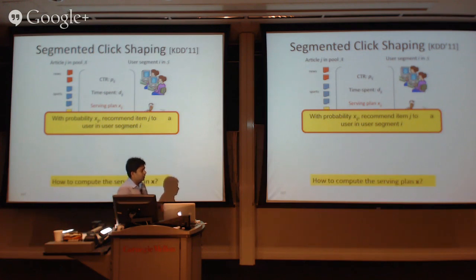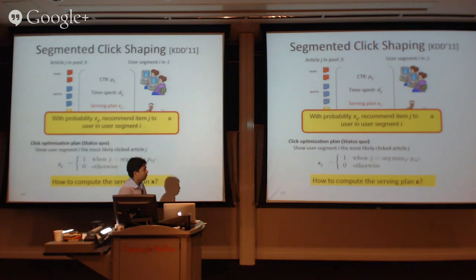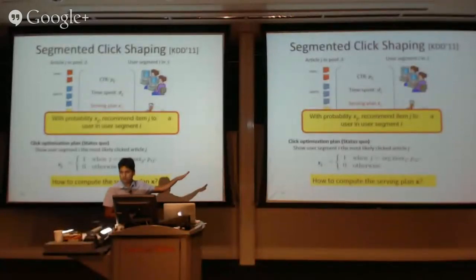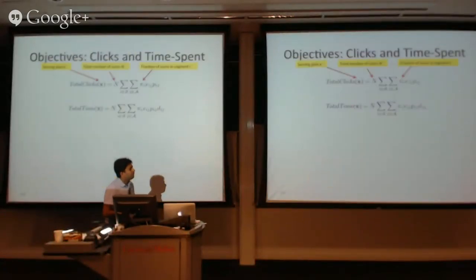And now the question is, how do you come up with the design parameter X? That's the problem. As I said, the click optimization basically says, okay, Xij is 1 with probability 1 for the article that has the maximum CTR, 0 otherwise. Of course, there is some exploration going on. I'm ignoring that for simplicity.